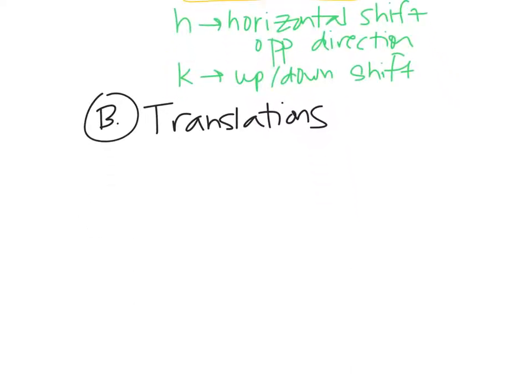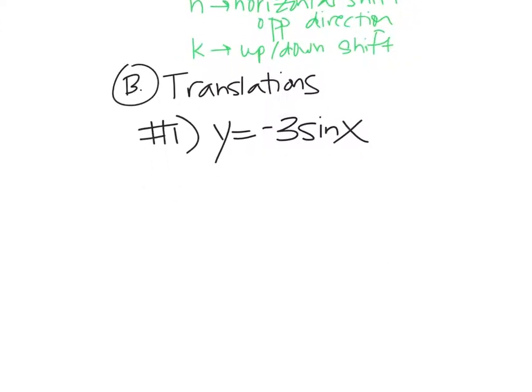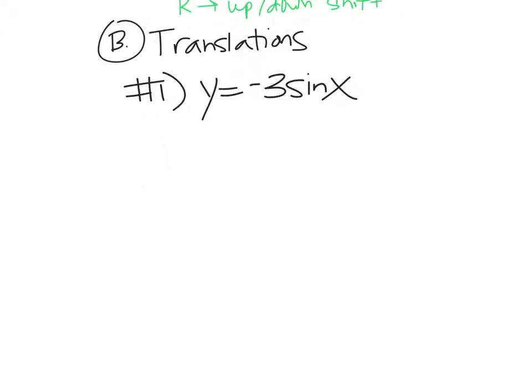Let's do just number 1. Let's do y equals -3 sine of x. Now, you can draw the parent function if you want to. I usually do if I'm shifting left or right, just so I know what it is and I shift everything after that. This one, I don't think you really need to draw the parent function. You can, but you don't need to.